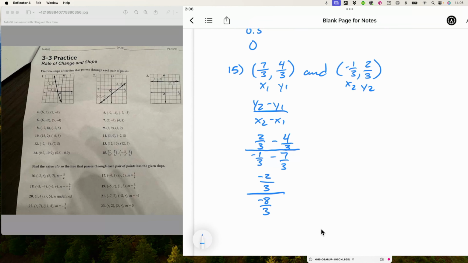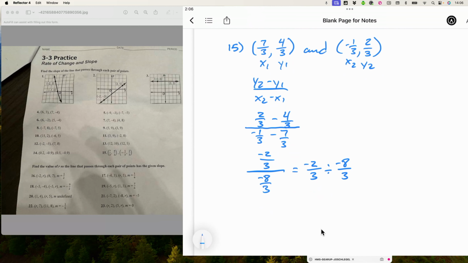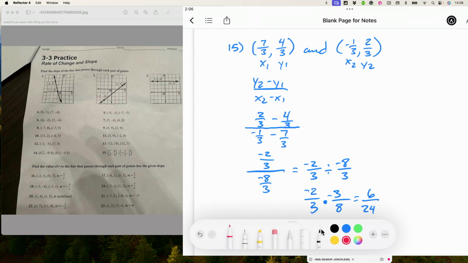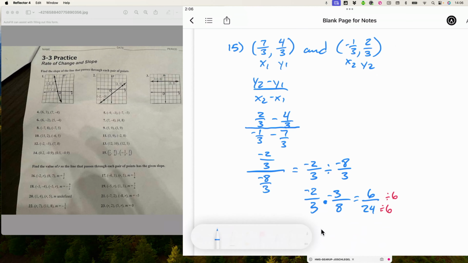This would not be an acceptable answer because a compound fraction should never be used to represent a slope. What this is really saying is negative 2/3 divided by negative 8/3. When we divide fractions, we multiply by the reciprocal. So negative 2/3 times negative 3 over 8. We get positive 6 over 24. And if we divide both of those by 6 to simplify the fraction, we get positive 1 over 4.